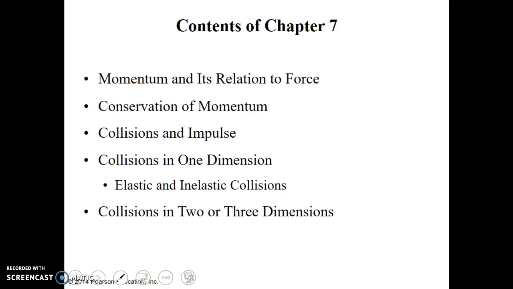We'll first of all start talking about what momentum is defined to be and how it is related to normal forces that we discussed in Chapter 4. Then we'll discuss the principle of conservation of momentum, how your total momentum doesn't change as long as you have no external forces. Then we'll talk about the different types of collisions you can have and impulses. And we'll look at collision in one dimension and then collision in two dimensions.